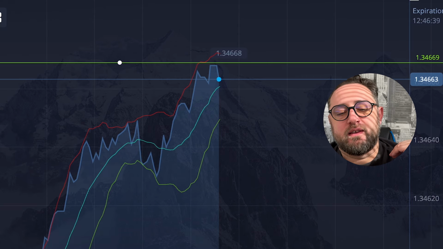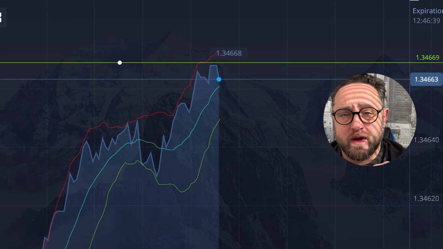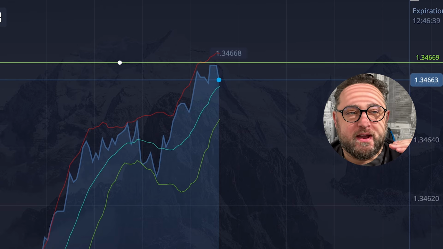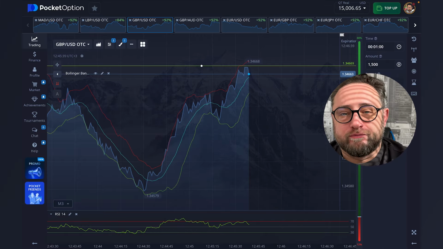If RSI is neutral, between 40 and 60, and also you don't see Bollinger Bands confirmation, and the price is somewhere in the middle near the moving average, what are you going to do? Of course, skip this trade. You don't need this. If you don't see confirmation, just skip this trade.